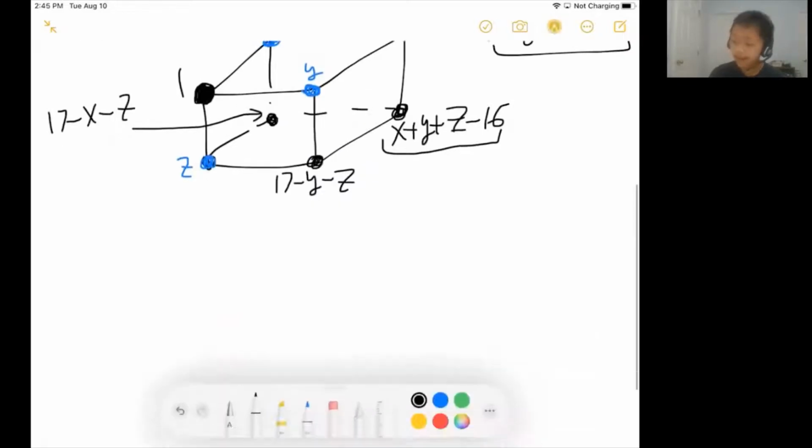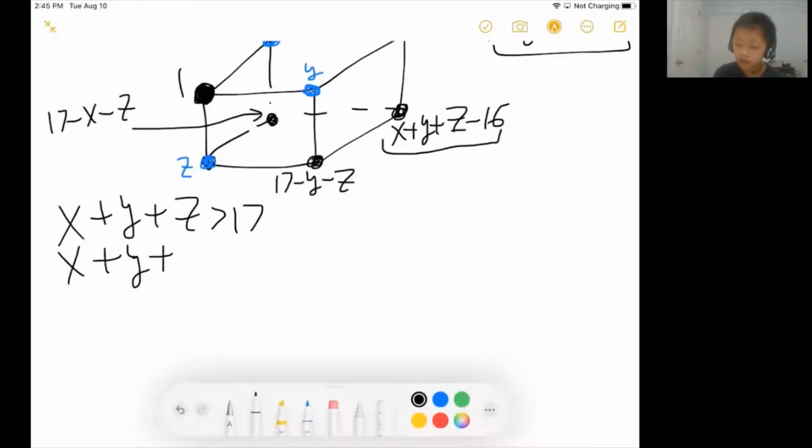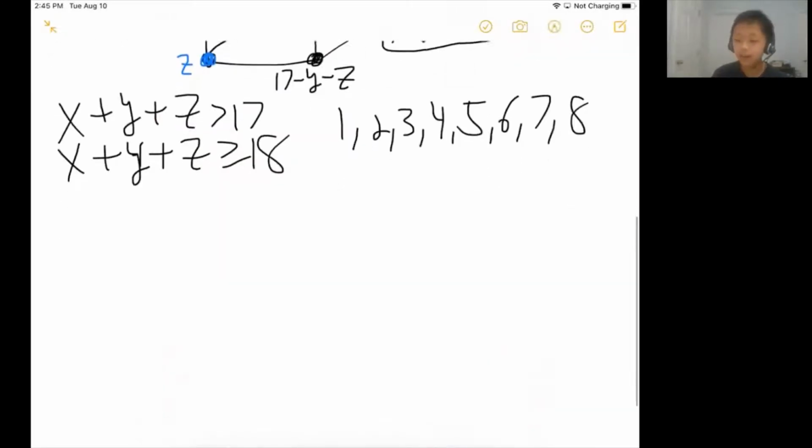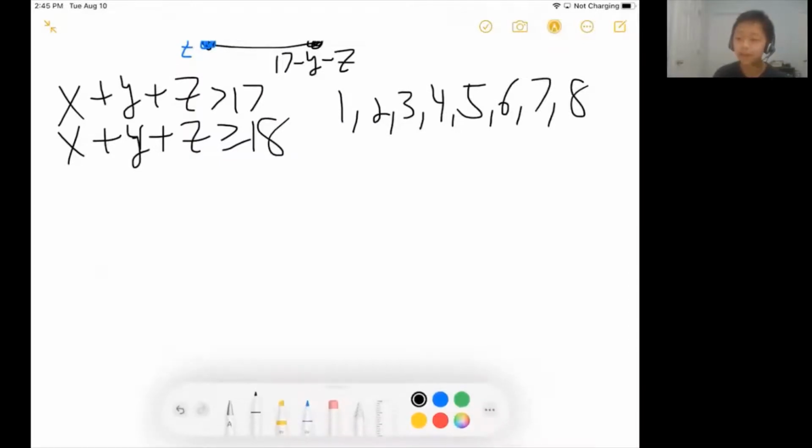Okay, so we know that X plus Y plus Z is greater than 17. I can also write this as X plus Y plus Z is greater than or equal to 18. It's the same thing, just rewritten. We know that the possible vertices are 1, 2, 3, 4, 5, 6, 7, 8. It turns out there are very few possibilities for what X, Y, and Z can be, assuming that order doesn't matter. We'll talk about order later.